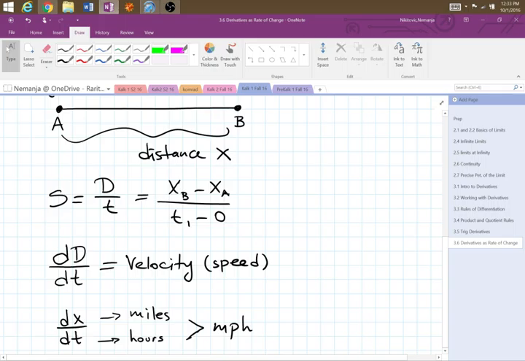So we are going to distinguish between the instantaneous and average. The average one is the secant line, and the instantaneous one is the derivative. Because you find the derivative at the point, it gives you the slope. It shows you the change at that instant.